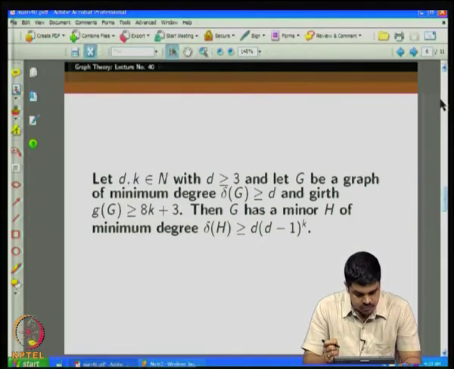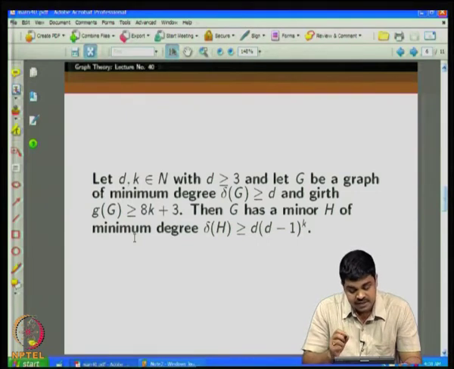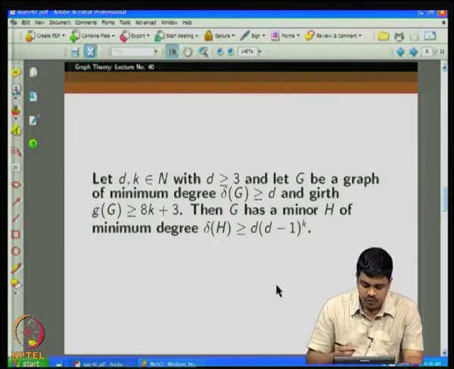So what this result says is, if your girth is high, so there is a value given here, girth is greater than or equal to 8k plus 3, and also the degree is high. Here we are not saying that the minimum degree is only at least 3, we are saying that minimum degree is at least d. Then in terms of d and this k, k being the girth minus 3 divided by 8, we can get a lower bound for the minimum degree of the minor. That means we will get a dense minor, a high minimum degree minor H is available, right. So, how do we prove this thing?